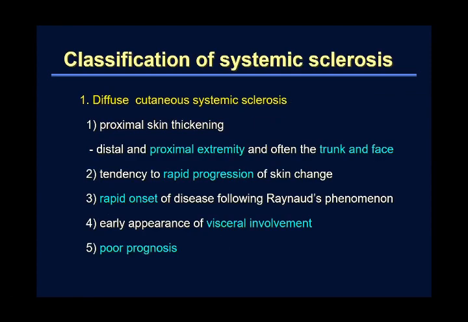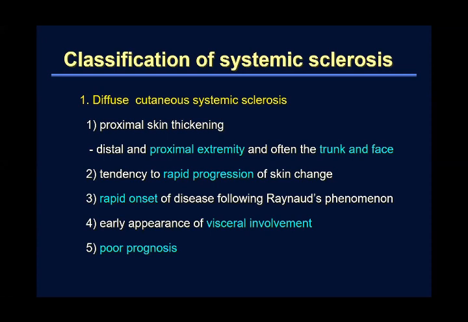So we'll discuss basically the two main types, which is diffuse cutaneous systemic thickening and fibrosis, that is called systemic sclerosis. Usually there is a proximal skin thickening, so the proximal extremities, often the trunk and the face. As I told you, in diffuse disease, there is a diffuse thickening of the skin leading to fibrosis, usually involving the face, the neck, and the trunk, and it leads to involvement of the digits and the lower limbs.